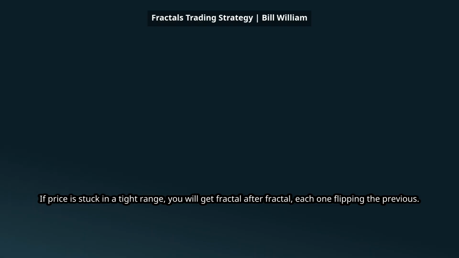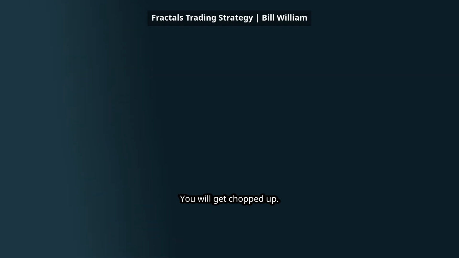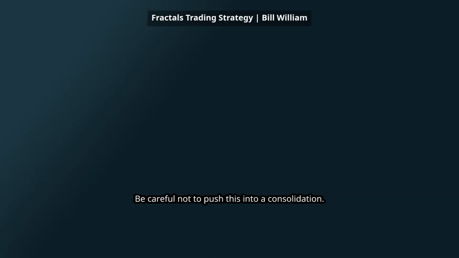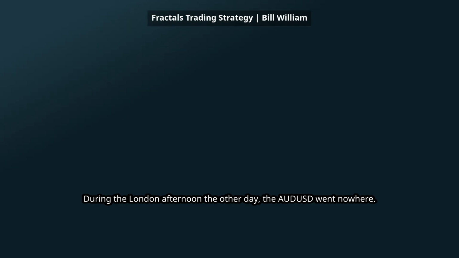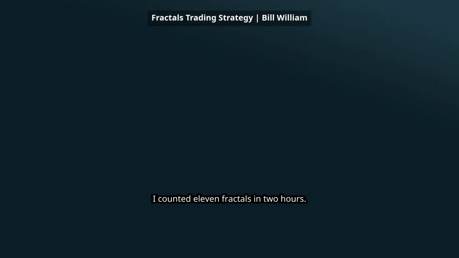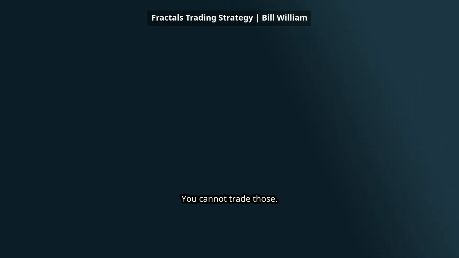Second, fractals fail in ranging markets. If price is stuck in a tight range, you will get fractal after fractal, each one flipping the previous. You will get chopped up. During the London afternoon the other day, the pair went nowhere. I counted 11 fractals in 2 hours. Every single one was false. You cannot trade those. You should not use this in consolidation.